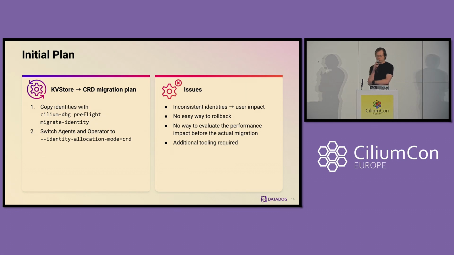The first one is that the identities end up being inconsistent, which could lead to traffic drops, for example. This is because the copy is done at a point in time, and there is a gap between when you copy the data and when you actually migrate the agents and the operator, so you would lose some identity changes in between. There's also no easy way to roll back this migration, no easy way to evaluate the performance impact on the control plane, and it requires additional tooling because you have to run this migrate identity command somewhere, make sure it succeeds and so on.